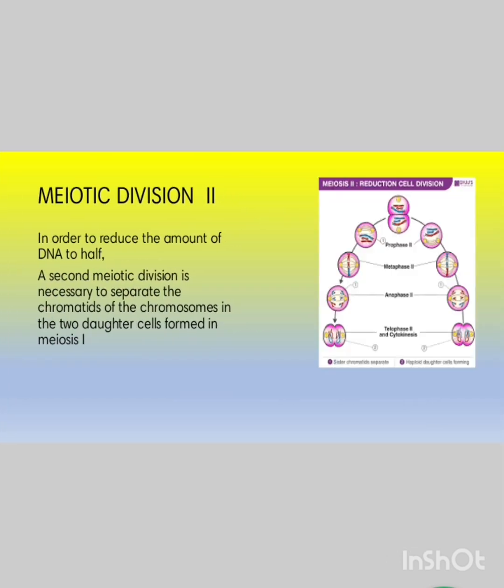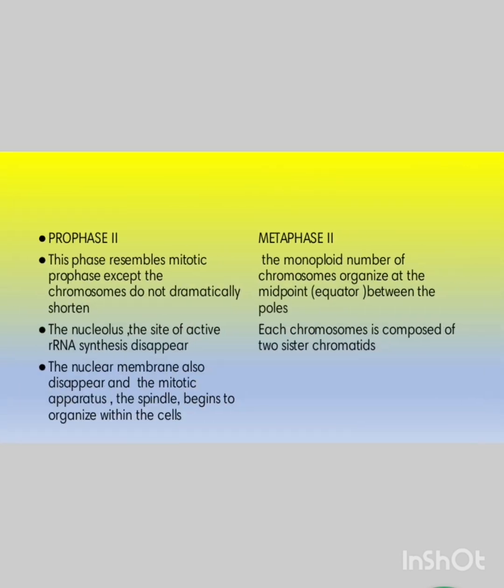And next, meiotic division 2. In order to reduce the amount of DNA to half, a second meiotic division is necessary to separate the chromatids of the chromosomes in the two daughter cells formed in meiosis 1. And next, prophase 2. This phase resembles mitotic prophase except the chromosomes do not dramatically shorten. The nucleus, the site of active RNA synthesis, disappears. The nuclear membrane also disappears, and the mitotic apparatus, the spindle, begins to organize within the cells.